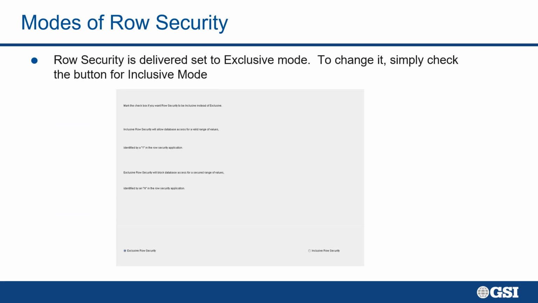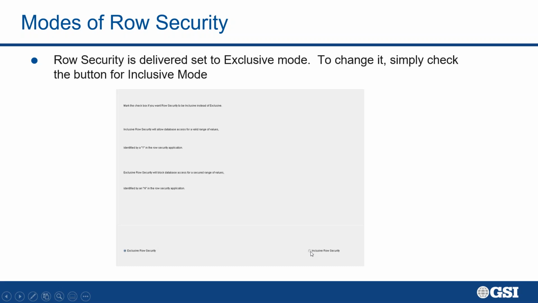Row security is delivered in exclusive mode. To change that, you just simply go in to the P00950. There'll be a row exit off to the side that you'll be able to click on, row security, and it'll show inclusive and exclusive mode. As you see here, this one is checked down on the lower left, exclusive row security. To change that, you just simply click inclusive.